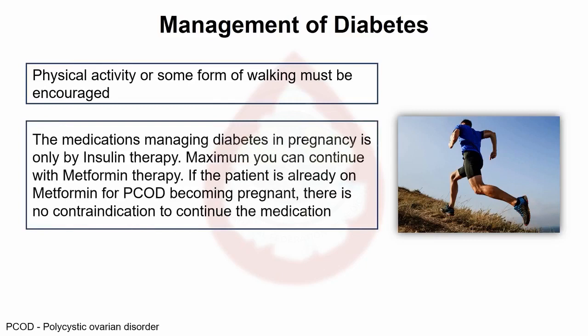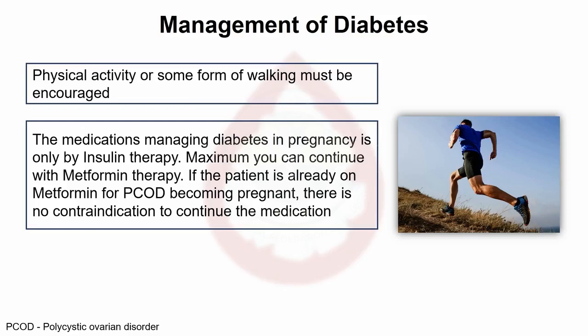So as I have said, the medication for managing diabetes in pregnancy is only insulin therapy. Maximum, you can continue with metformin therapy if the patient is already on metformin for PCOD and becomes pregnant. There is no contraindication to continue that, but otherwise, for the first-time diagnosis in pregnancy, the treatment is lifestyle changes followed by insulin therapy. Now, with the lifestyle changes, how long do you wait?